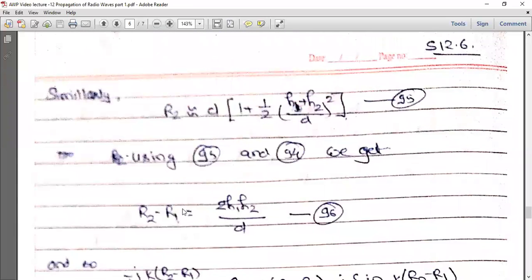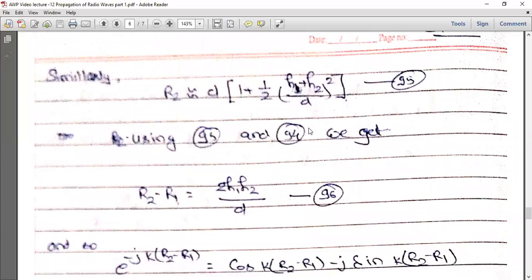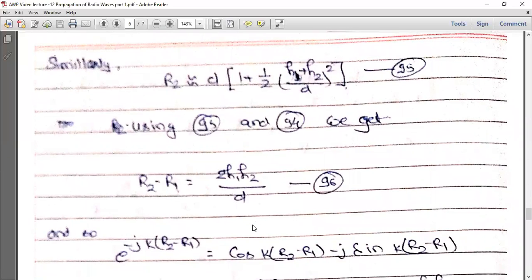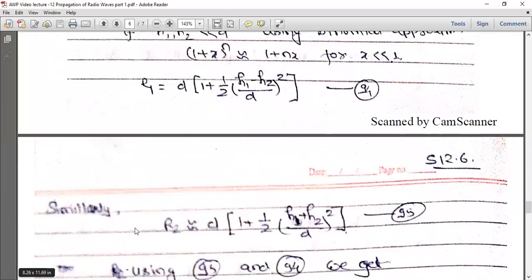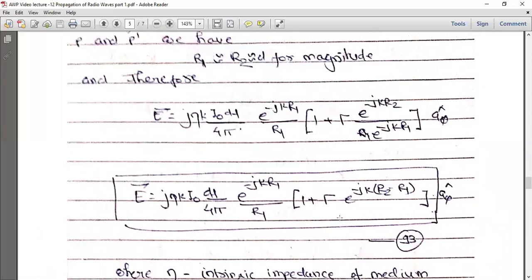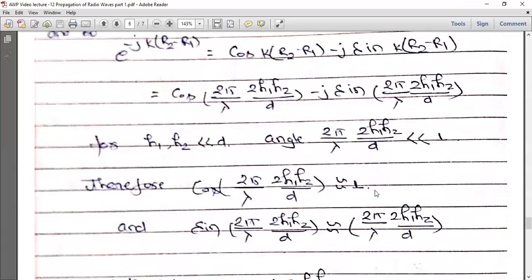Similarly, R2 can be written approximately as d into 1 plus 1 by 2 h1 plus h2 whole square by d squared, again using the same figure and same logic. When we perform R2 minus R1, the result will be 2h1h2 upon d. It is a very simple result. And when we have this, e to the power minus jk r2 minus r1. What is e to the power minus jk r2 minus r1? Why do we think about this? Because this is the quantity we are seeing here. So e to the power jk r2 minus r1.